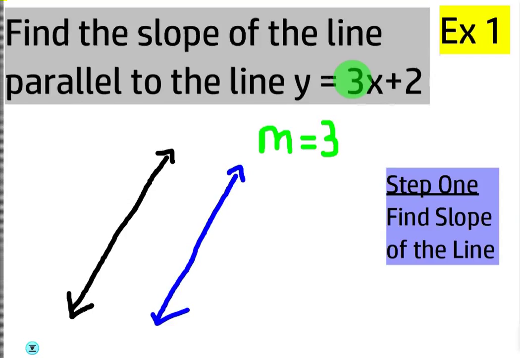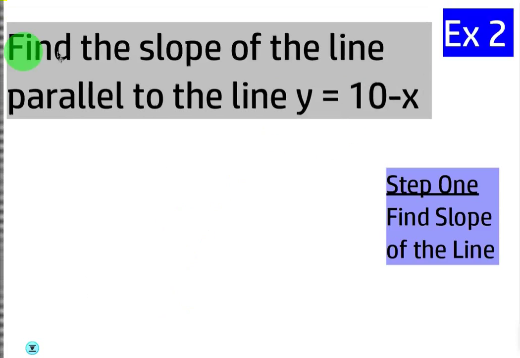It's very simple. All you have to do is find the slope of the parallel line. Because they have the same slope, we just find the slope of that line. So this lesson won't take long at all. It's very simple, and then we'll get to perpendicular in the next lesson.